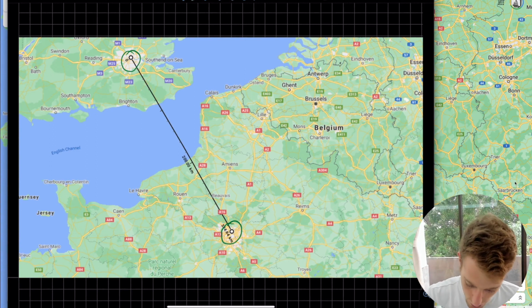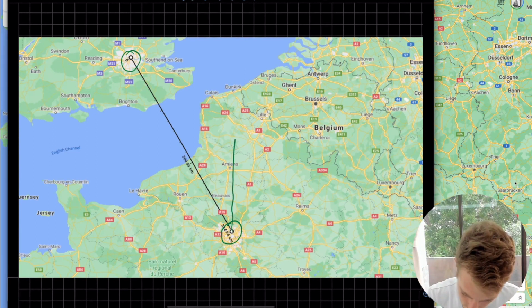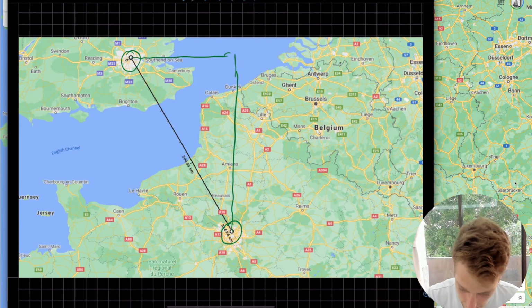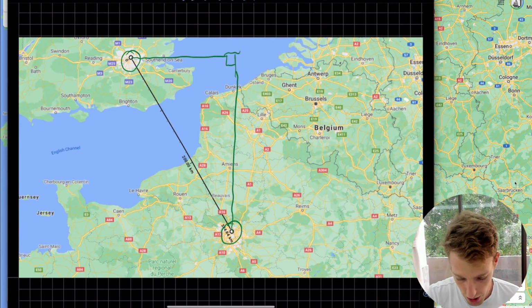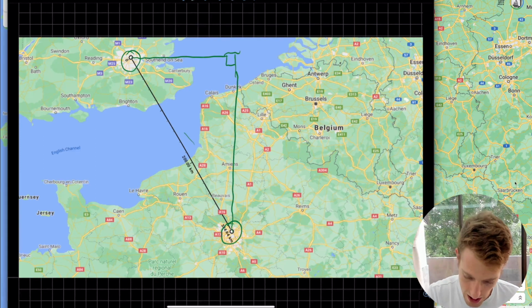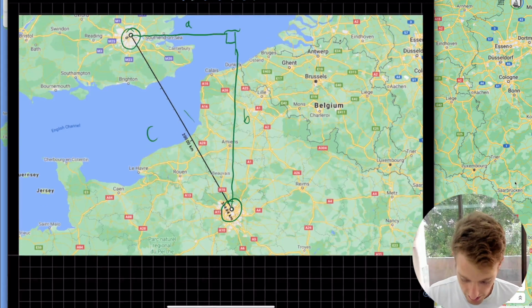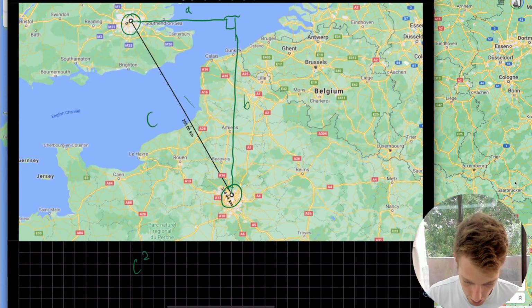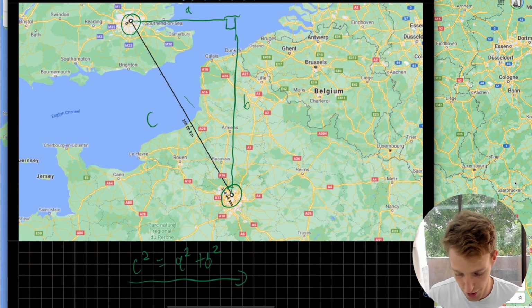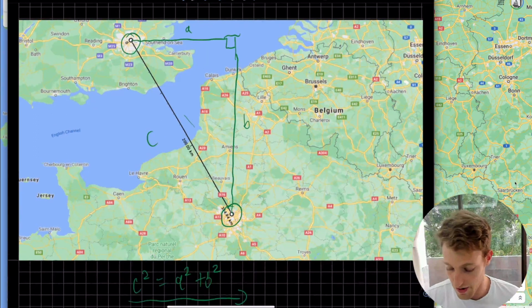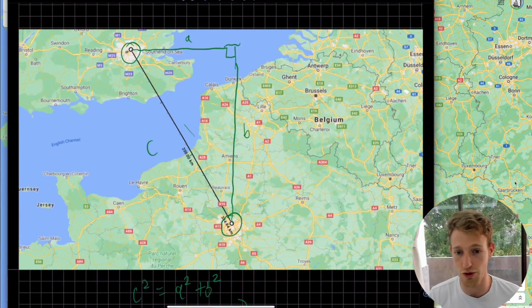When we have a right angled triangle that looks like this, we can work out what this distance is if we know what this distance and this distance are. So if this side is A and that side is B, then for C we have the following formula. We know that C squared is equal to A squared plus B squared. This is the Pythagorean theorem. And this is how you can find the distance between 2 points on a map.